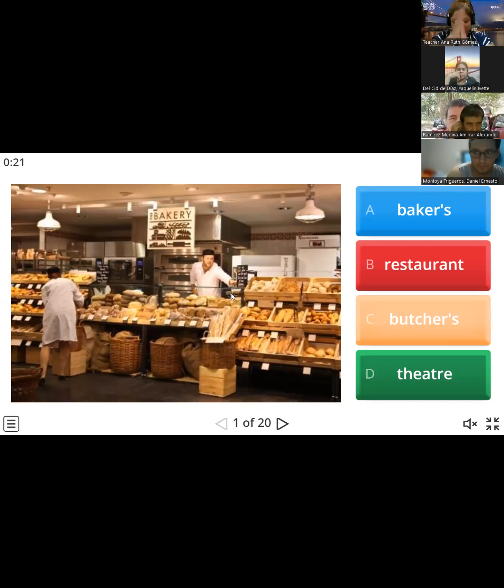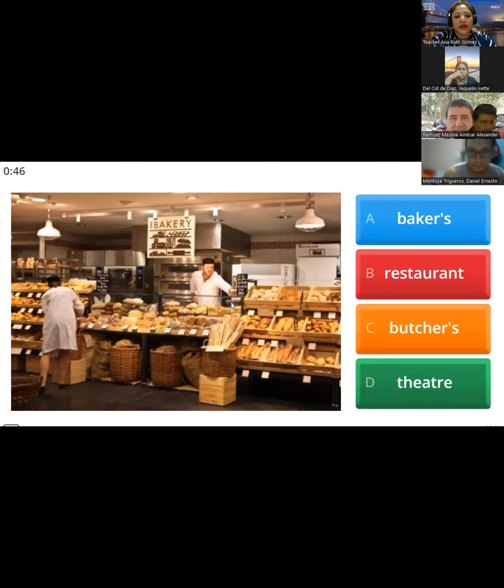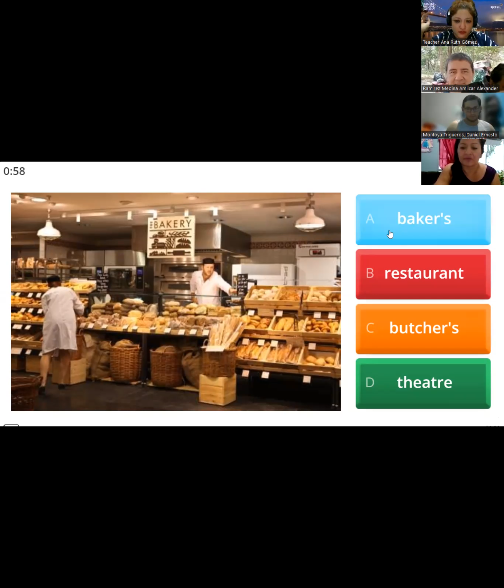It is a bakery. Excellent, Madeline. Complete sentence. Teacher, but over there it says bakers. Okay, bakers, everybody, is British English. In American English, you call it bakery. Pay attention to the chat. Bakery, okay? This is American English. And in British English, you are going to say bakers. So the answer is going to be letter A, bakers.